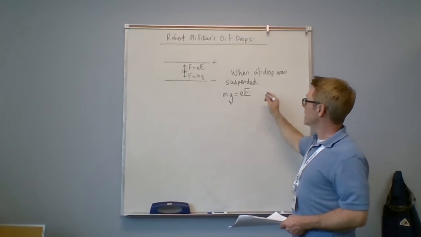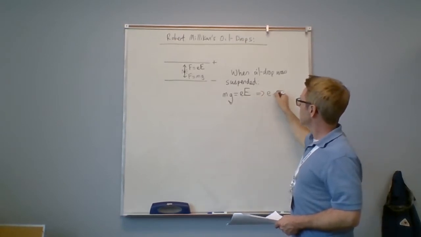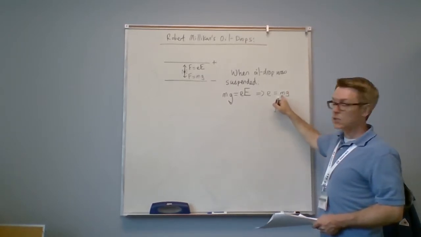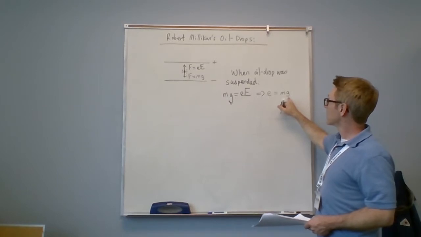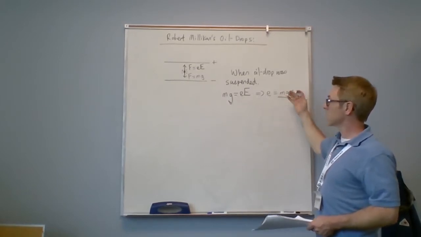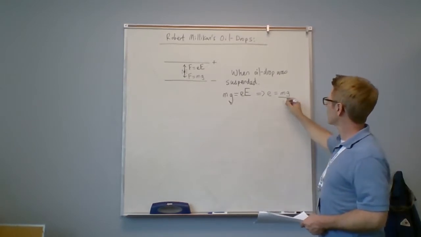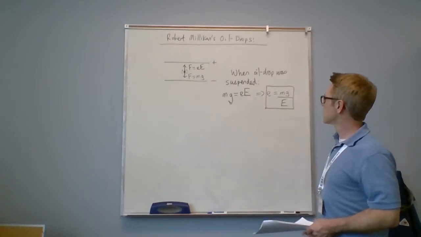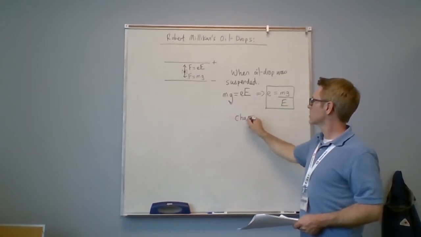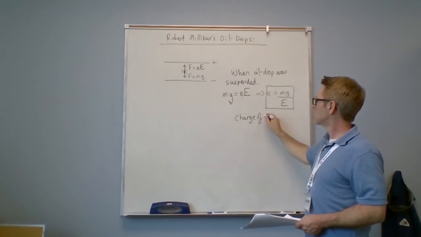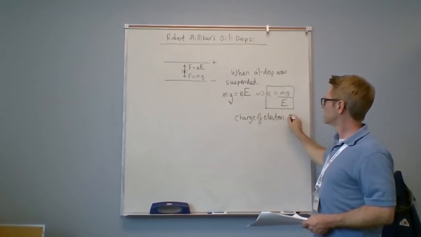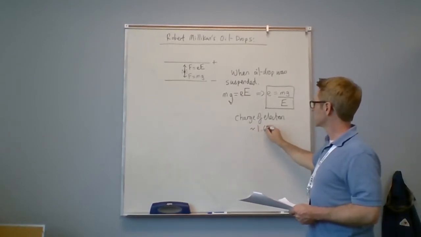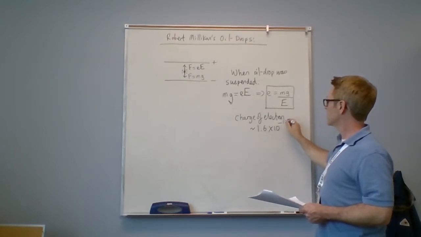If we now solve for E, so E, or the charge on the electron, is the mass of the electron divided by the gravitational potential, or the acceleration due to gravity on this planet, over the electric field. So Millikan was able to contribute the charge of the electron. And he was able to calculate it to be approximately 1.6 by 10 to the negative 19 coulombs.